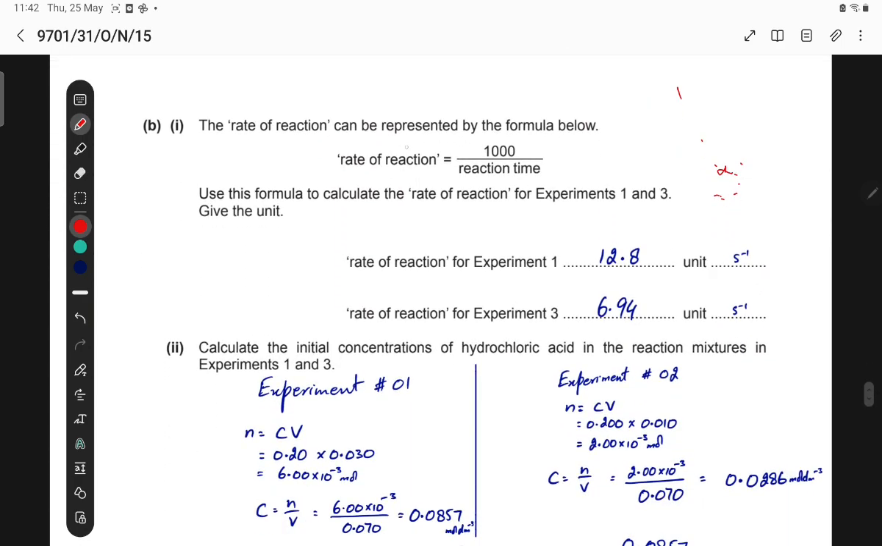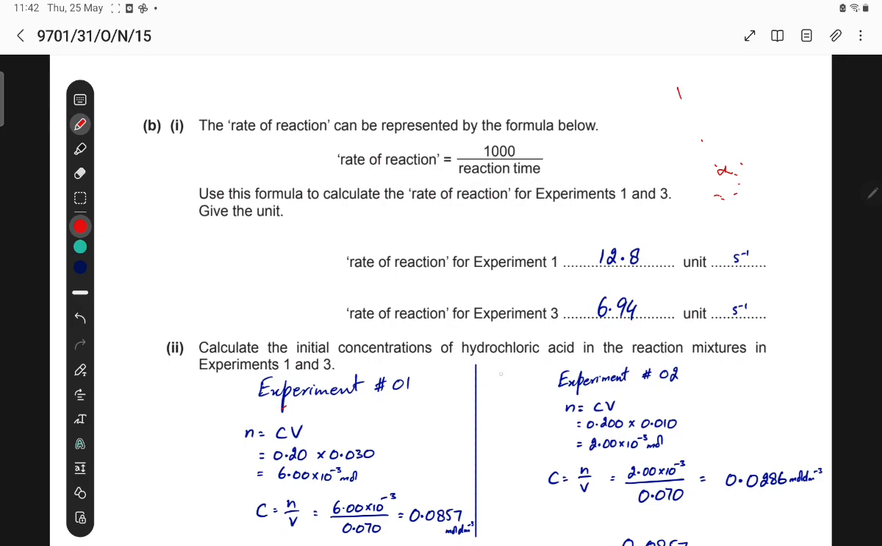Now the rate of reaction can be represented by the formula below. Rate of reaction is equal to 1000 over reaction time. Use this formula to calculate the rate of reaction for experiments 1 and 3. Give the unit. Rate of reaction for experiment 1 is 12.8, unit is s^-1, and rate of reaction for experiment 3 is 6.94, unit is s^-1.